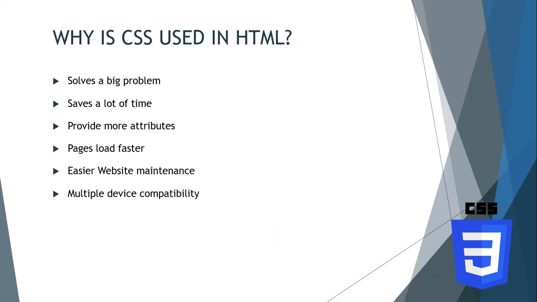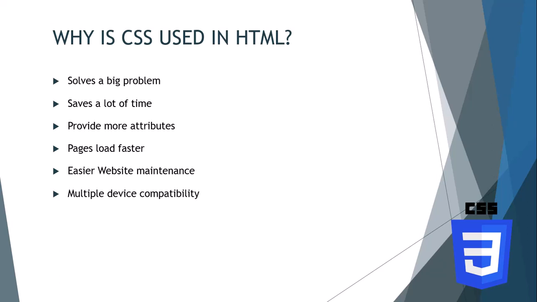So, why do we choose CSS? Why do we use CSS in HTML? The reasons why we use CSS in HTML is, one, to solve big problems. Two, saves a lot of time. Now imagine you are writing code for a website, like, you are writing 10,000 lines of code, and you're supposed to write the CSS code along with the HTML code. It won't be easy.